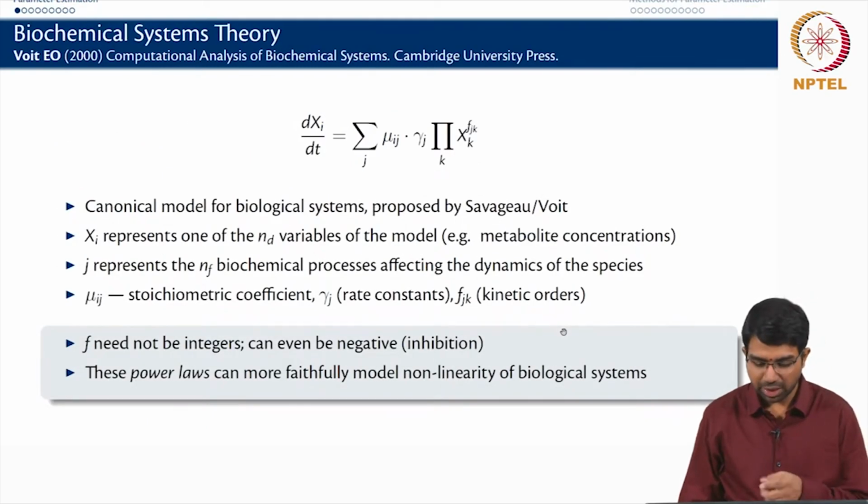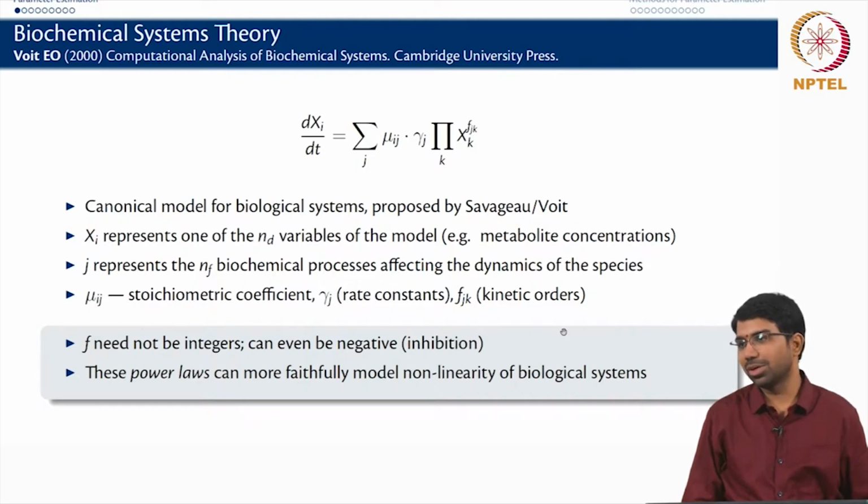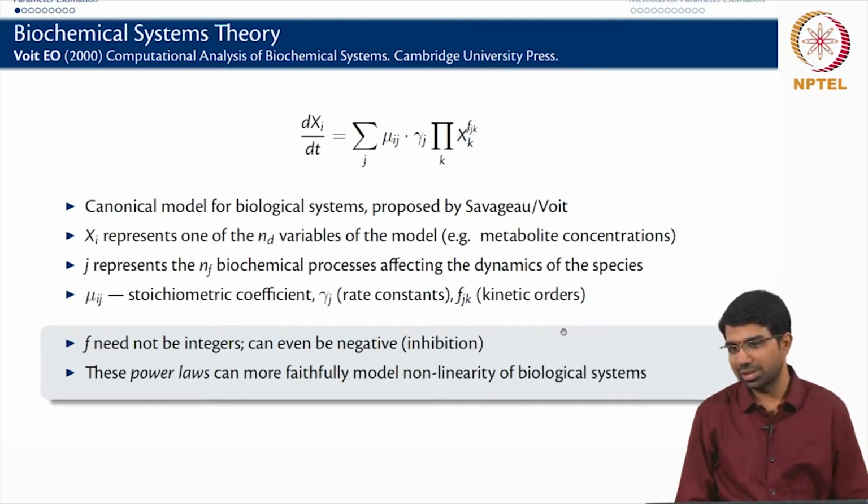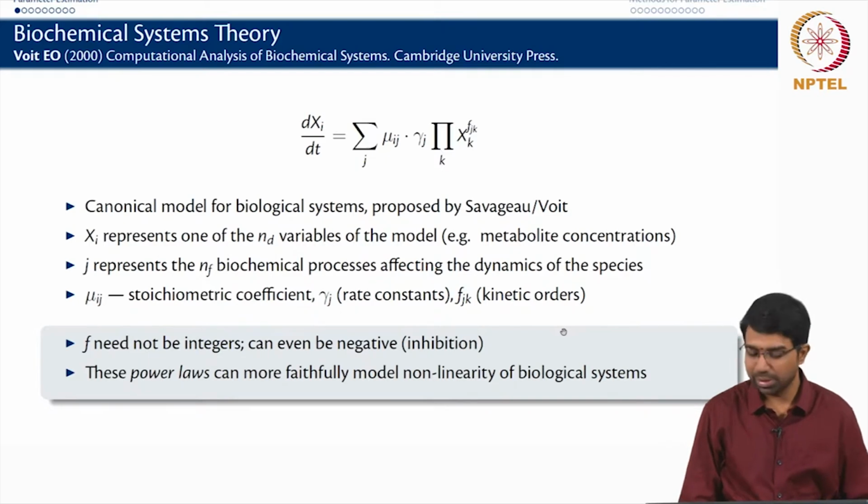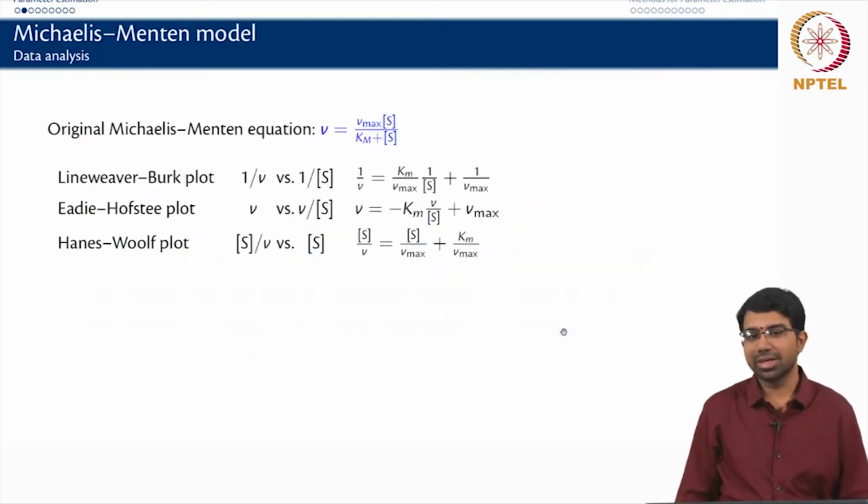The product is over every species, all species x1, x2, x3 over all the possible species. Many of them may have 0 exponents and things like that, so it does not depend on them, but let us look at the data analysis part.